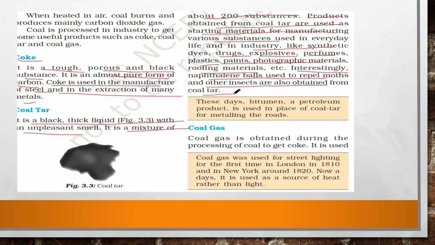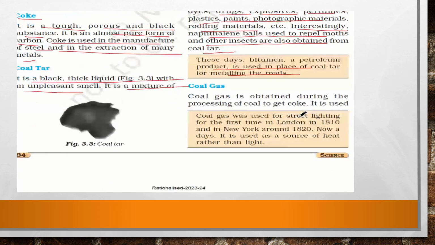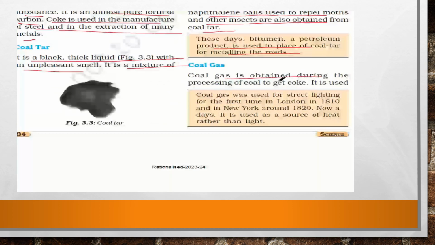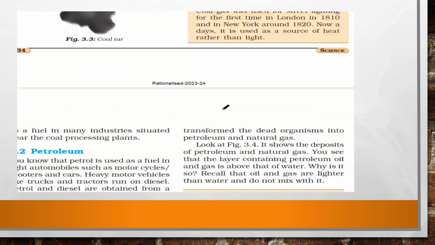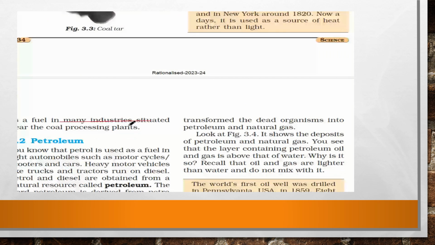Nowadays, bituminous coal is used. These days, bitumen, a petroleum product, is used in place of coal tar for metalling of roads also. Now, coal gas is obtained during the processing of coal to get coke, and it is used as a fuel in many industries situated near the coal processing plants. Okay, now we will move on to petroleum in the next slide.